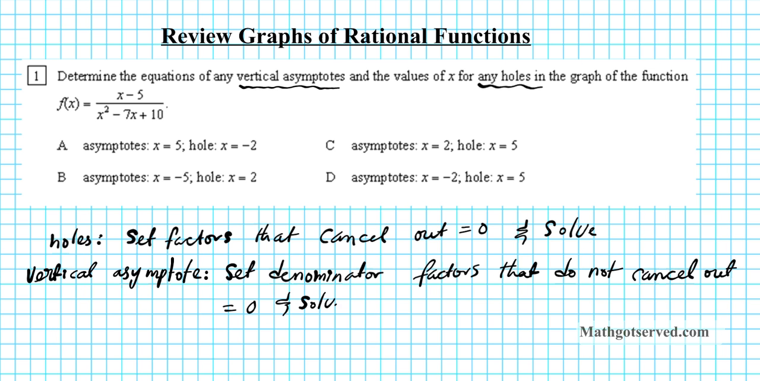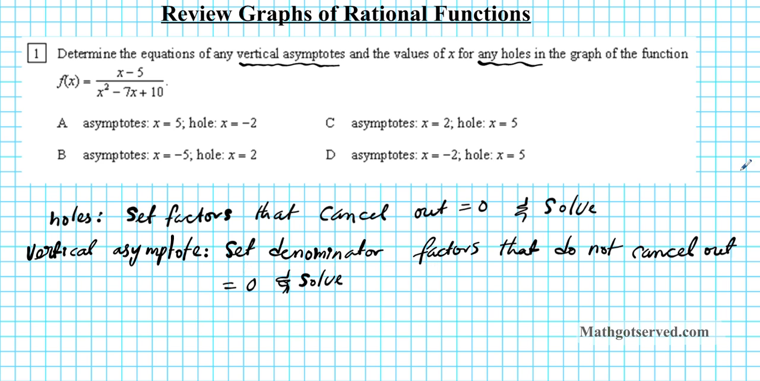Okay, so the ones that cancel out tell you your holes, and the ones that do not cancel out tell you your vertical asymptotes. Just for your information, holes are also known as your removable discontinuities. All right, and vertical asymptotes are also known as your poles or infinite discontinuities. All right, so let's go ahead and find the holes first. To determine what the holes are, we have to determine what factors cancel out. Okay, so write down the numerator and the denominator.